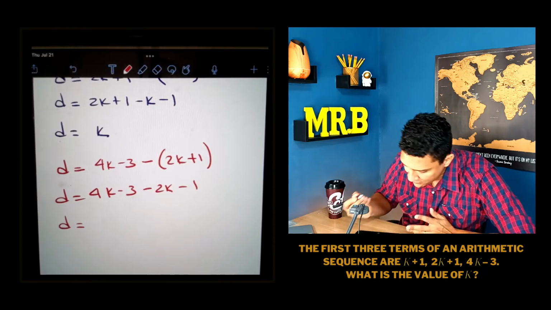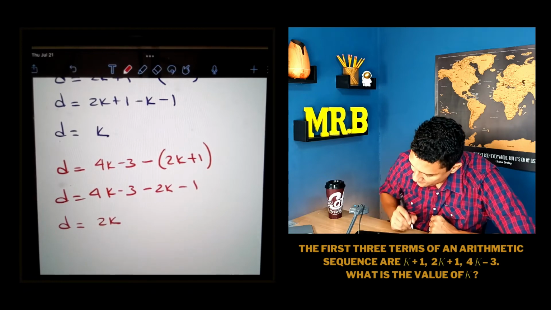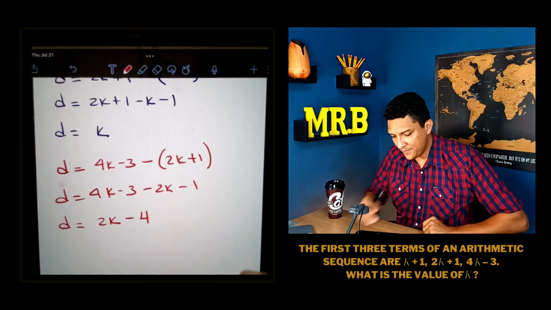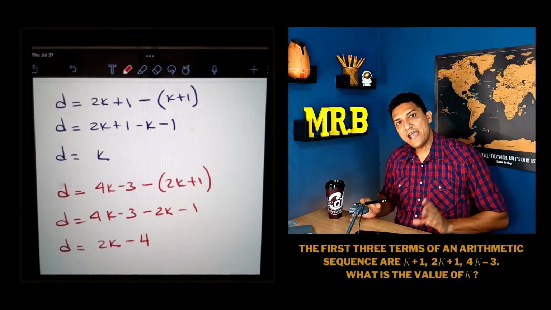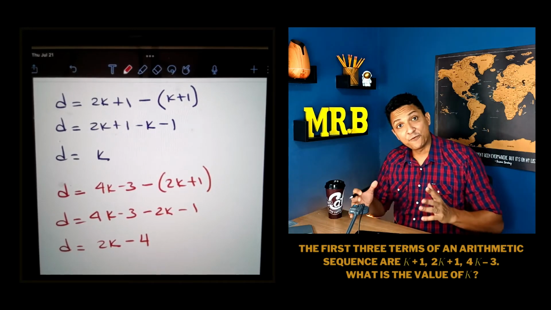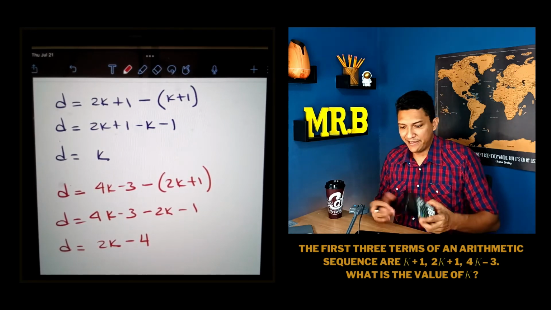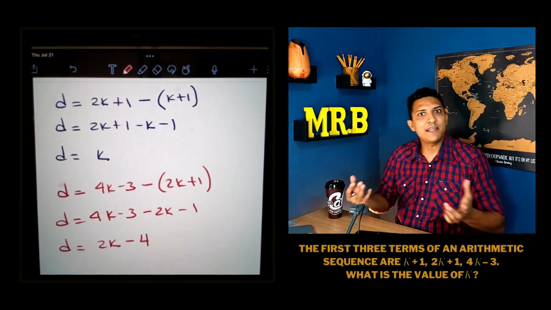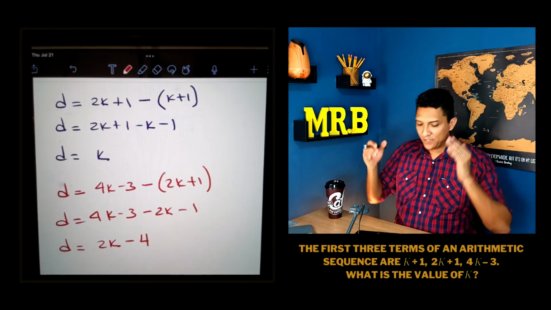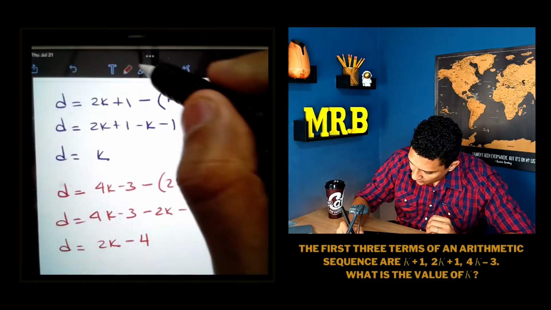Now, what I need to do is simplify this. 4k minus 2k is 2k. Negative 3 minus 1 is negative 4. Okay, so notice that I already have the two expressions that represent the difference. I have two options. I can use my calculator and input the two equations, but I think it is easier if we make them equal. Why? Because the two expressions equal the same thing. They equal the difference.